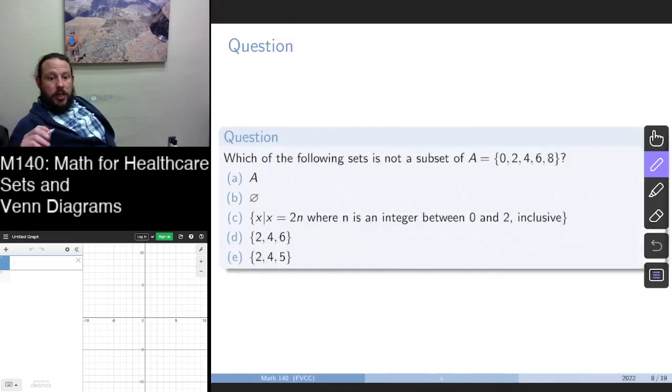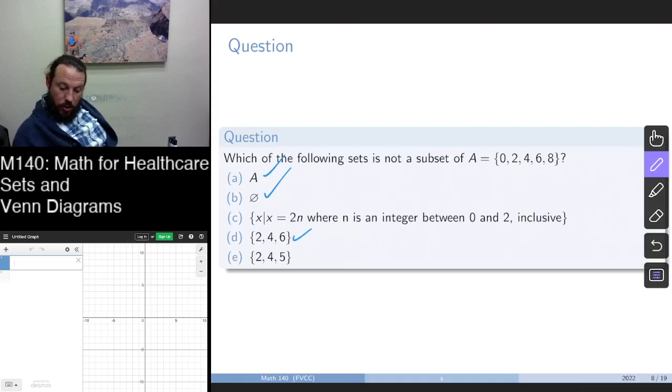Which of the following sets is not a subset of A equal to the set containing 0, 2, 4, 6, 8? Well, we know A is a subset. We know the empty set is a subset. 2, 4, 6 all appear in A, so that's a subset. 2, 5, 8 is not a subset, right? There's no 5 in here. Even though 2 and 8 are both in A, 5 is not.